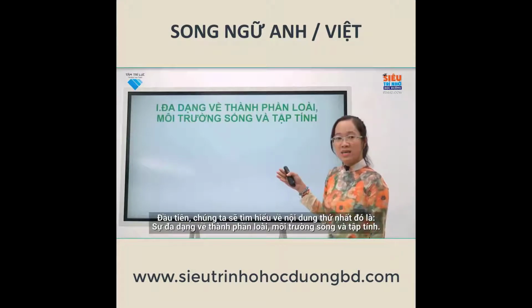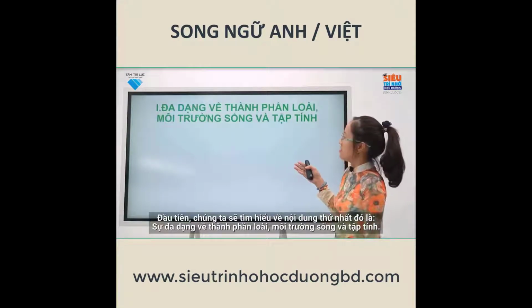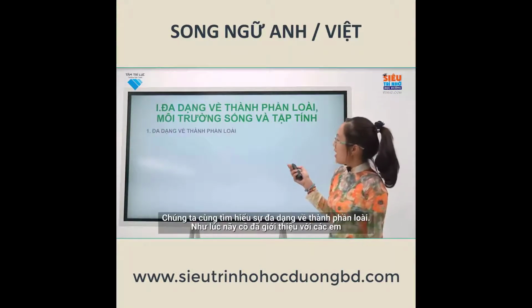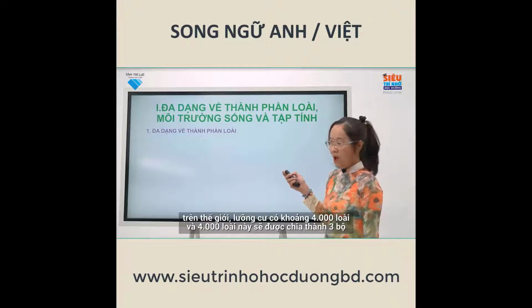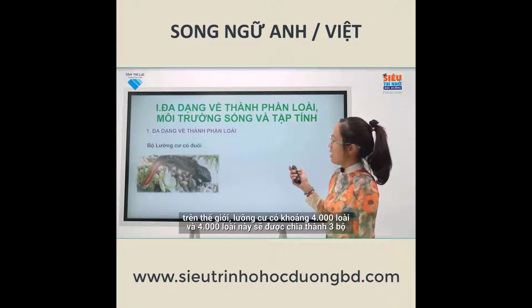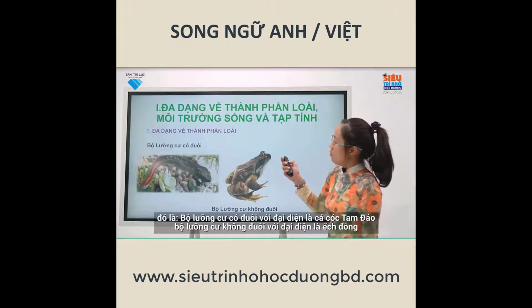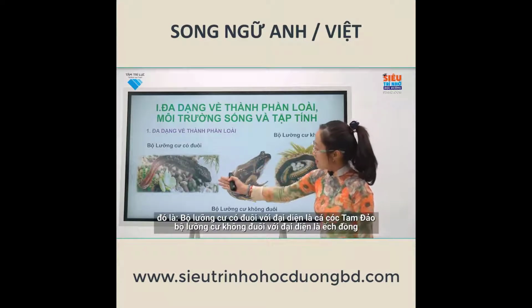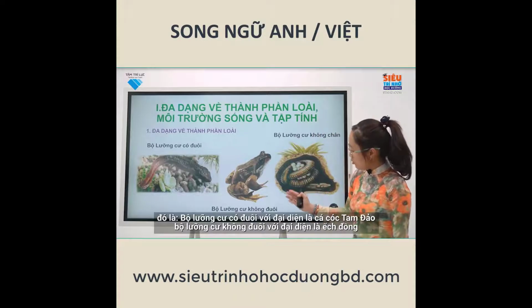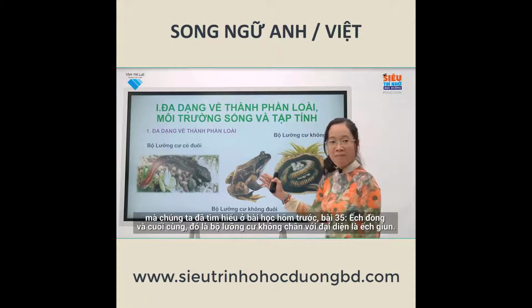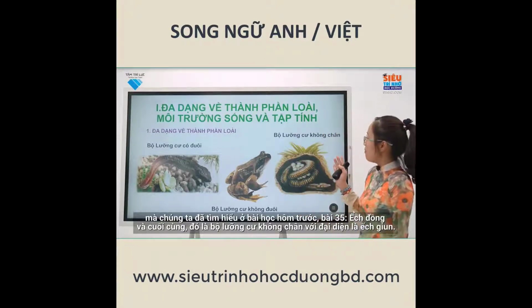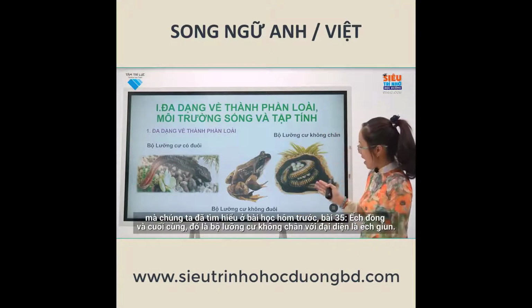First, we will learn about the first part, which is the diversity of species composition, habitat, and behavior. Let's learn about the diversity of species composition, as I introduced to you earlier. In the world, there are about 4,000 species of amphibians, and these 4,000 species will be divided into three orders: amphibians with tails, represented by Tam Dao salamander, the tailless amphibians, represented by the East Asian bullfrog that we learned in the previous lesson, Lesson 35. And finally, the legless amphibians, represented by the Ichthyophis glutinosus.